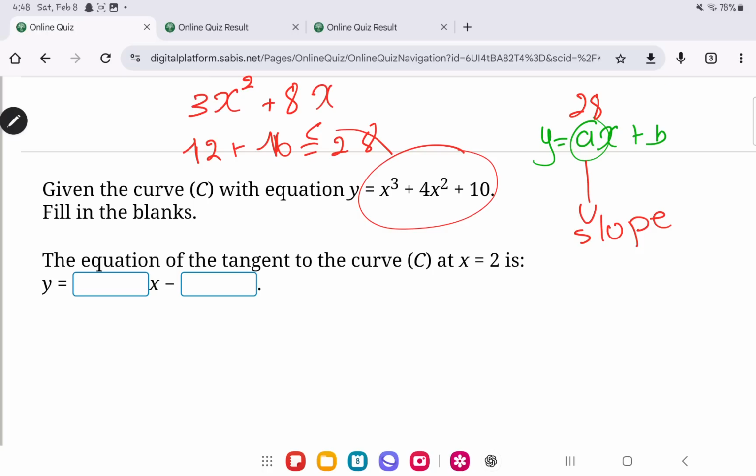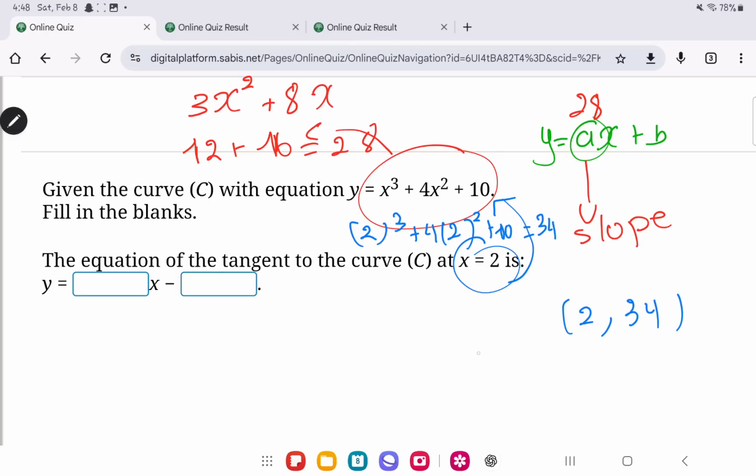Now to find the value of b, we need to find the values of y and x. We know x is 2. To find the value of y, we put it in the curve equation. So x is 2, and the value of y is 2 to the power of 3 plus 4 times 2 to the power of 2 plus 10. If you put it in your calculator, you will get an answer of 34. So 2 and 34. Now we can find the value of b.